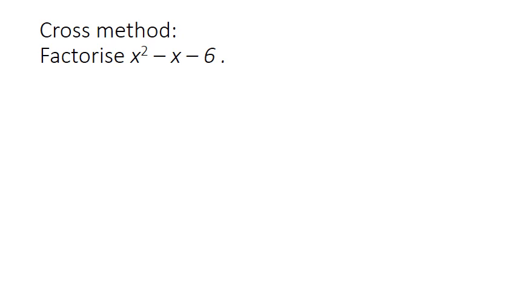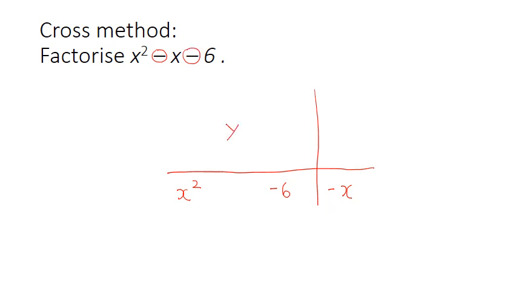So when we first start with factorization method using the cross method, we will first draw this and we'll list out the terms of the expression, starting with the x squared term, and then the x term will be right at the side, followed by the constant term. Bear in mind to also put down the symbols that come with the term.